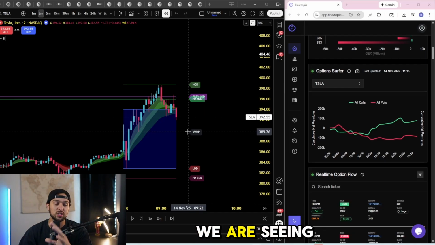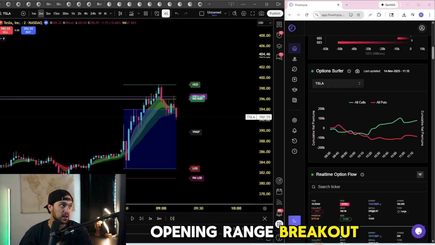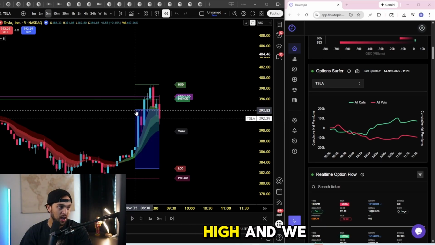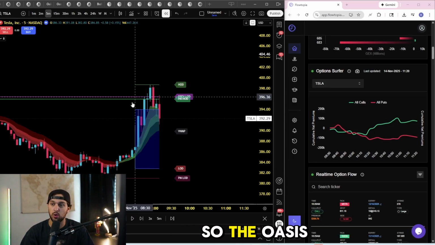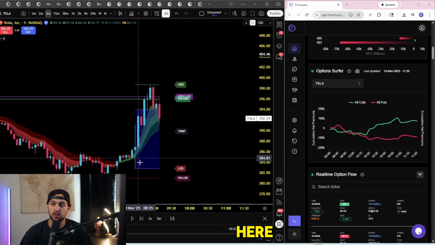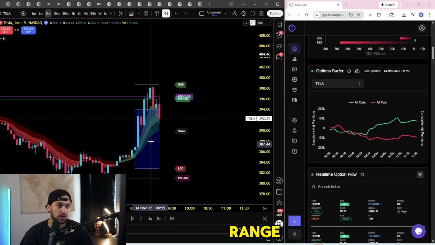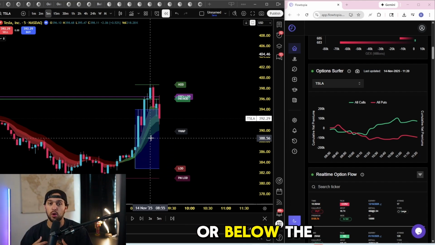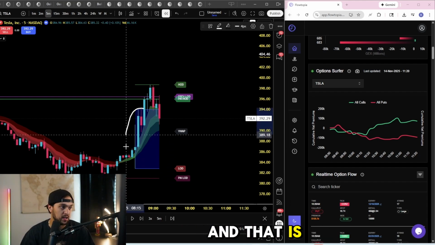First things first, we are seeing a 15-minute opening range breakout on the 15-minute. You can see it right here. We've marked our high and we've marked our low. So the Oasis indicator makes this blue box right here, which is the 15-minute opening range. So we want to see if Tesla is going to break above or below the 15-minute opening range. And that is this box.